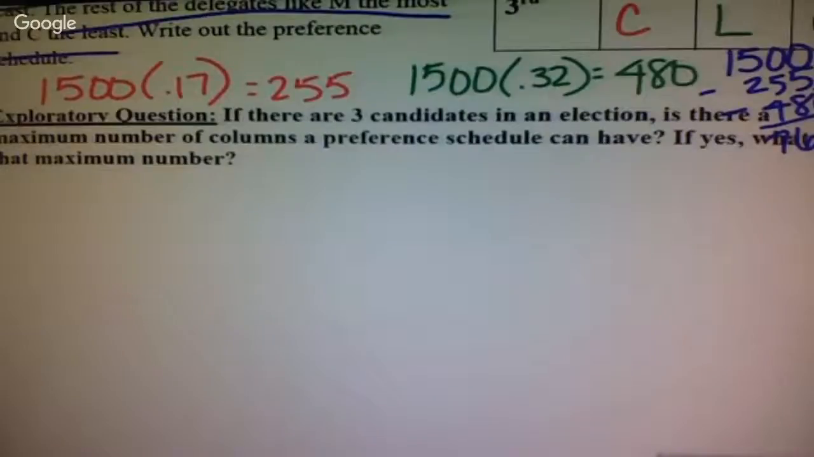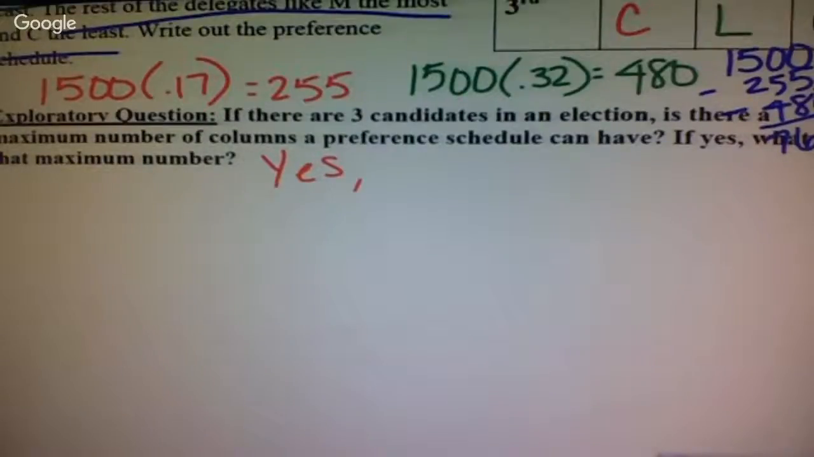Okay, exploratory question. If I have 3 candidates in an election, is there a maximum number of columns that the preference schedule can have? If yes, what is that maximum number? So I'm going to tell you this. First off, it's yes. Let's see if we can come up with that magical number.